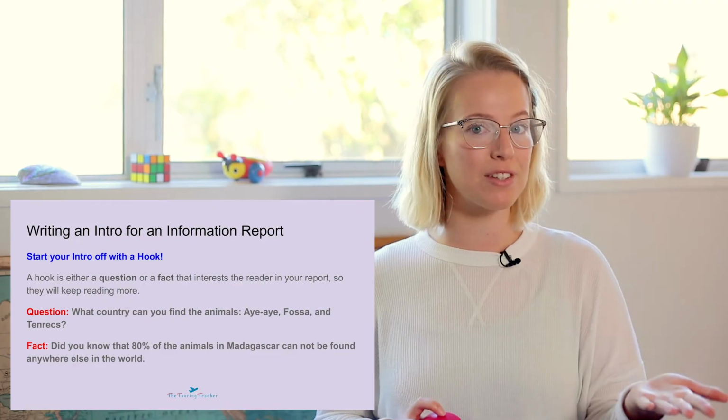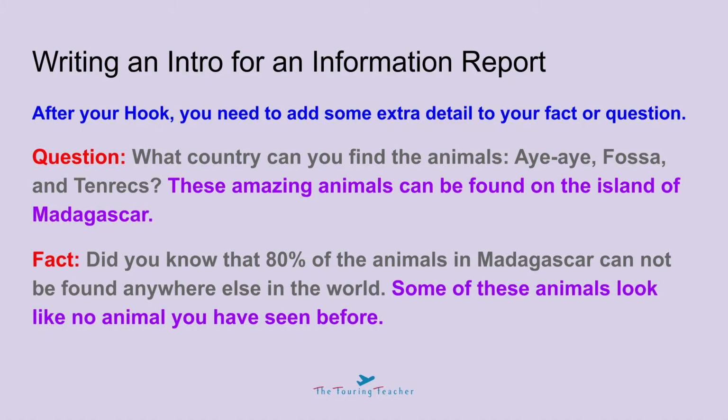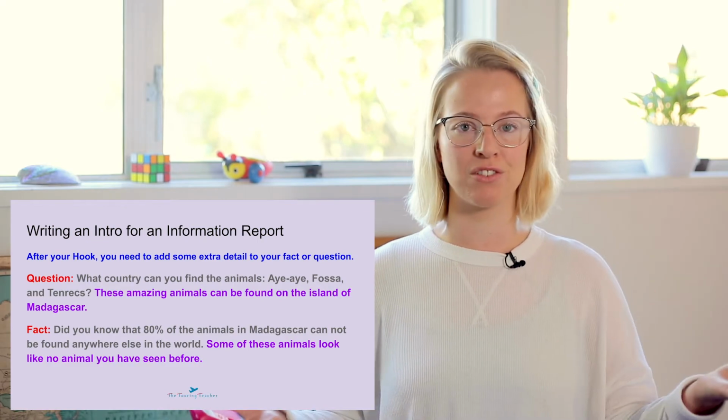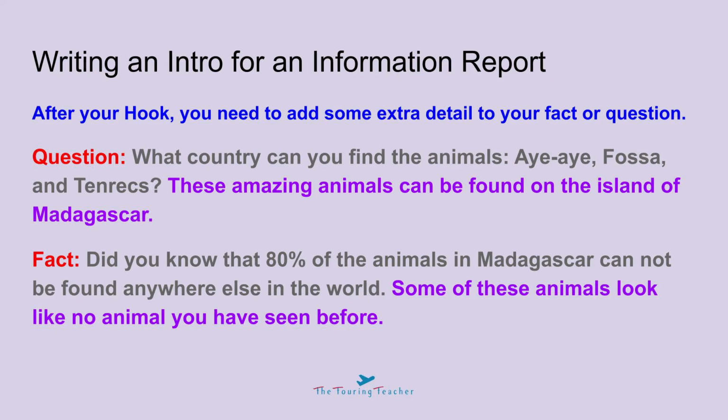Let's look at what else to include in the intro. Alright, after you have written your hook, you need to add some extra detail to your fact or question. So again, I've got my question and my fact, and then I've done in purple the extra detail. So again, which one is more interesting to hook the reader in? Question, what country can you find the animals fossa and tenrec? These amazing animals can be found on the island of Madagascar.